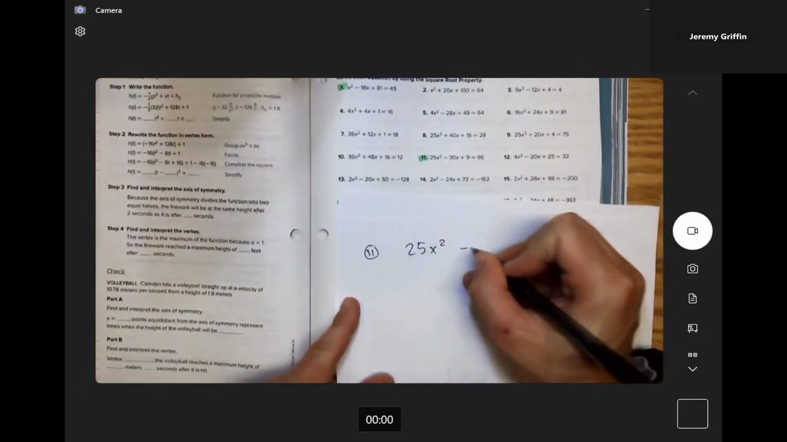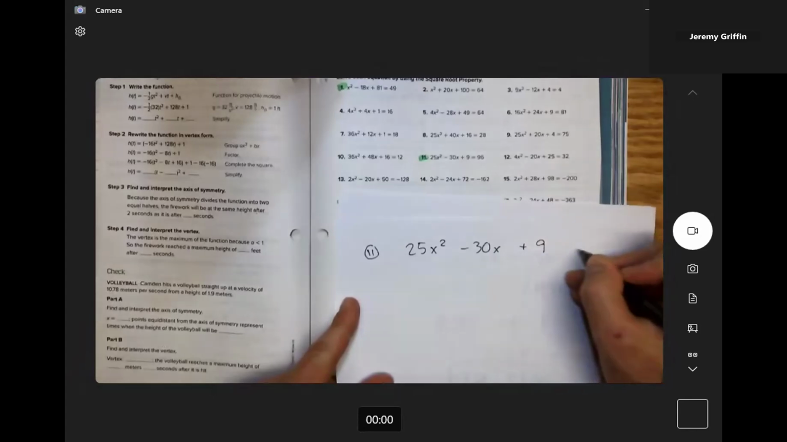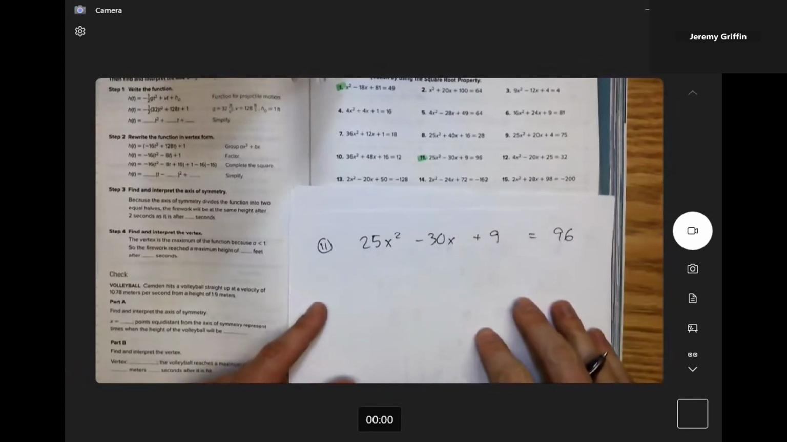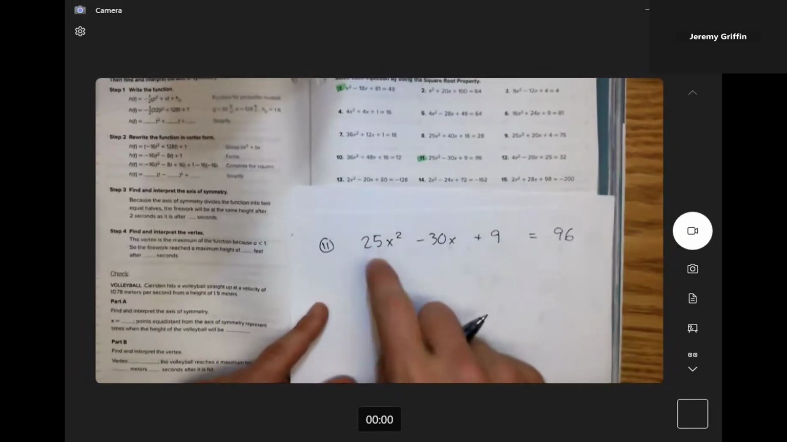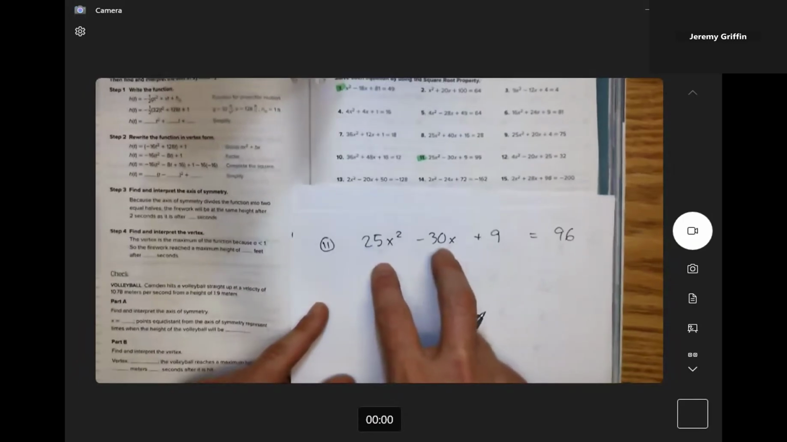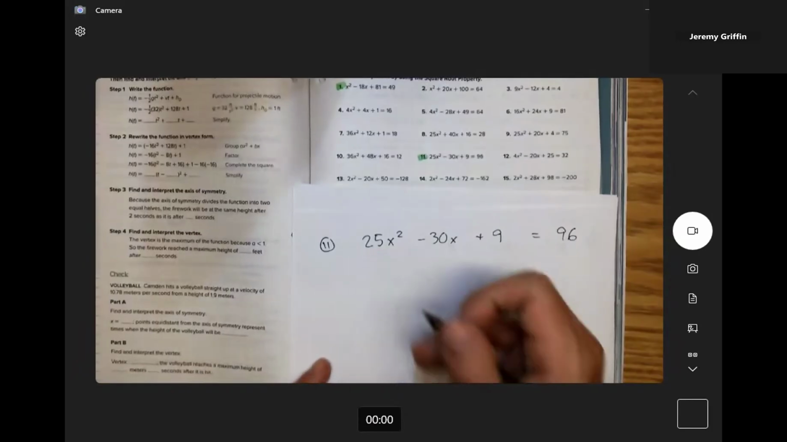Okay, number 11. 25x squared minus 30x plus 9 equals 96. Okay. First thing I'm thinking is, yeah, okay. This one was a little trickier. That's okay. We'll be able to work with this. Oh, wait a minute. Wait a minute. Let me try something a little funny here. Can I believe this is just 5x and then work with it like that?